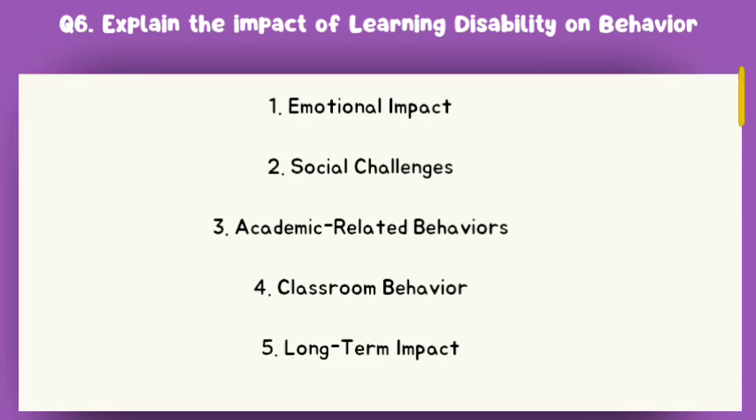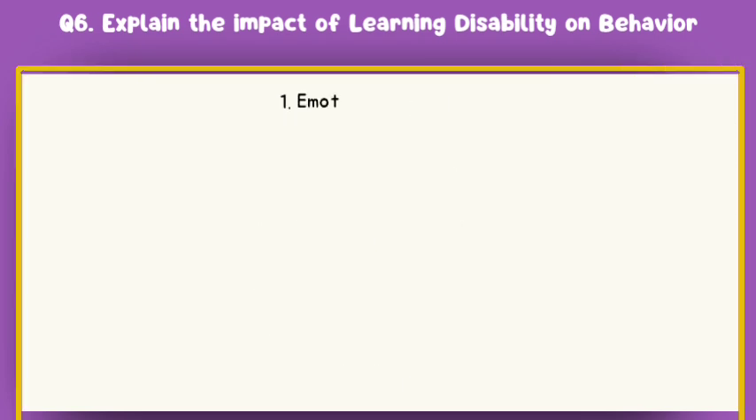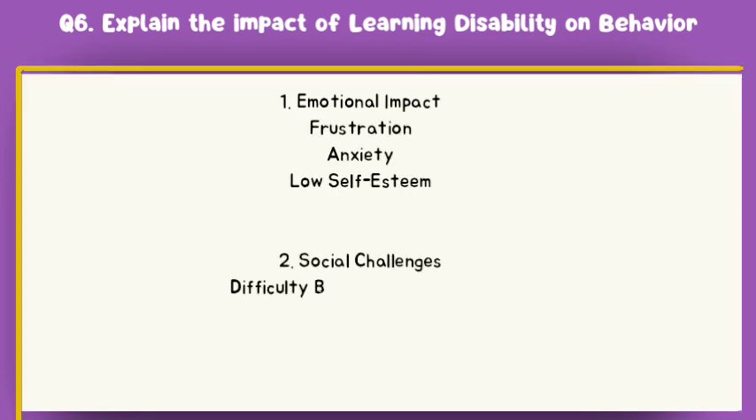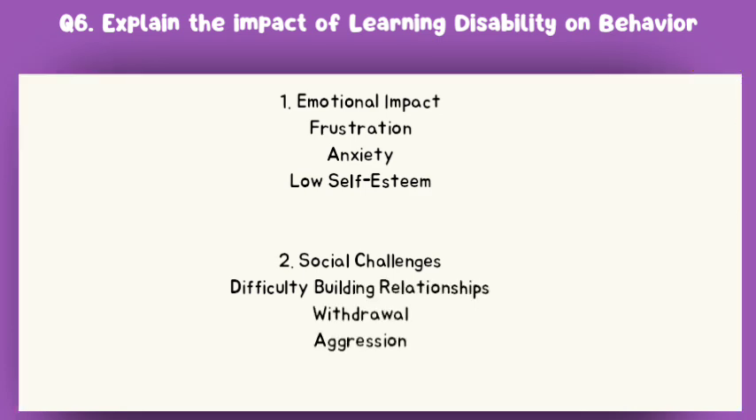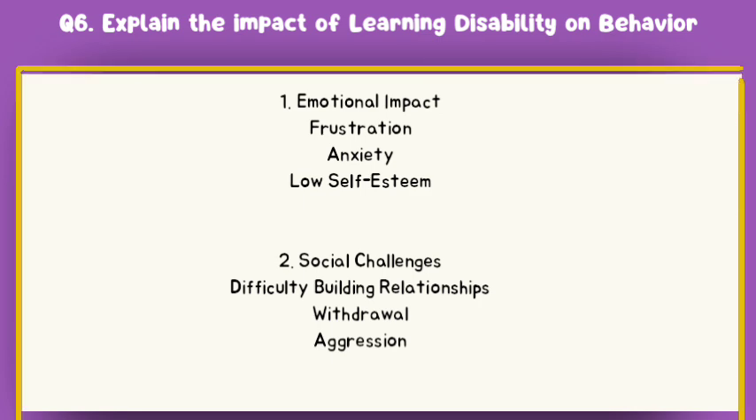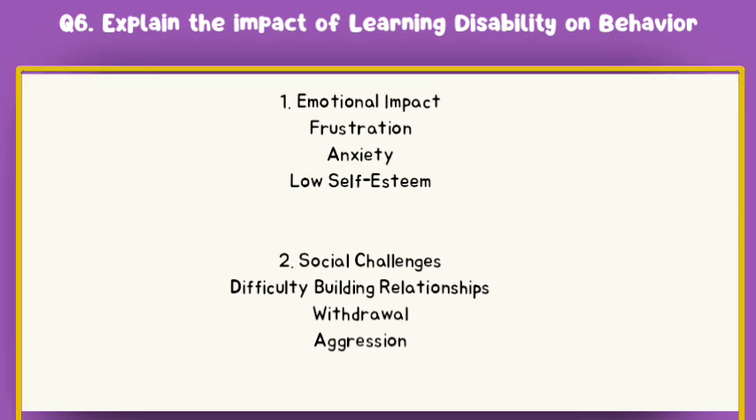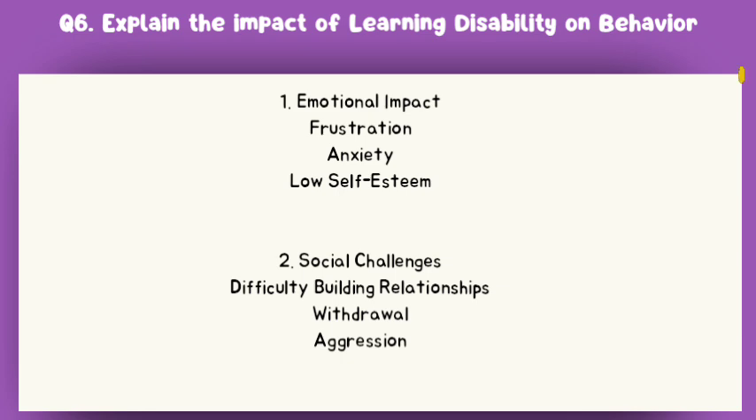The first one is emotional impact. Emotional impact can be frustration, anxiety, low self esteem. The next is social challenges. Social challenges include difficulty in building relationships. Maybe they can go to an isolation stage. There can be aggression. It means others may act out or show disruptive behavior as a way to cope with their frustrations.